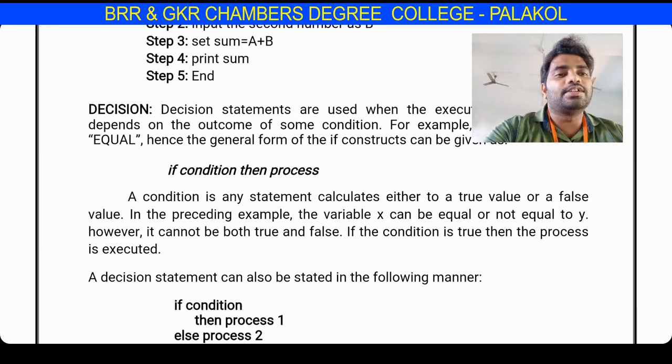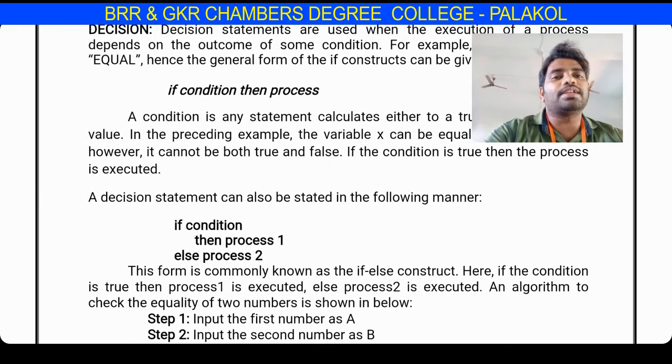If the condition is true, then the process is executed. If the condition is false, the else statement is executed. The decision statement can also be stated in the following manner. The next one, if condition. If the condition is true, then process 1 is executed. If the condition is false, else process 2 is executed. This form is commonly known as the if-else construct. Here, if the condition is true, process 1 is executed, else process 2 is executed.